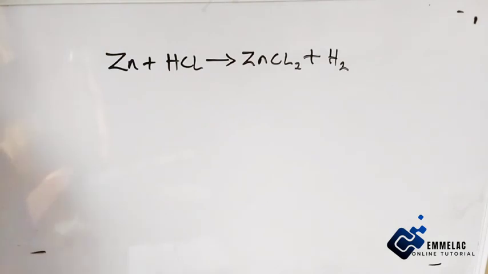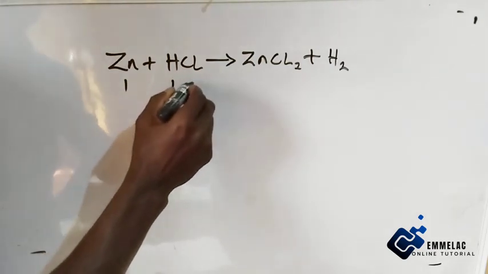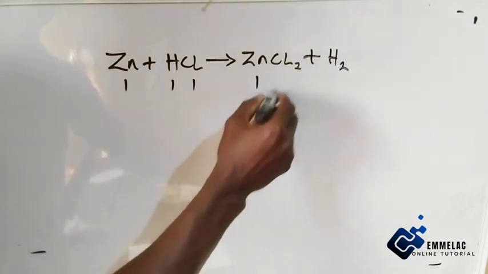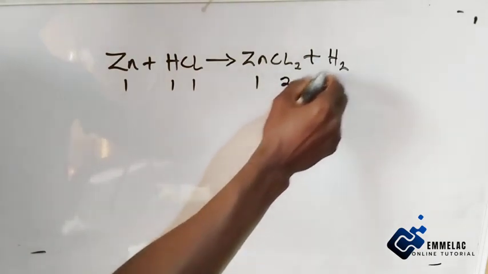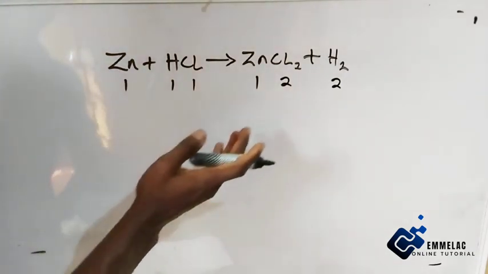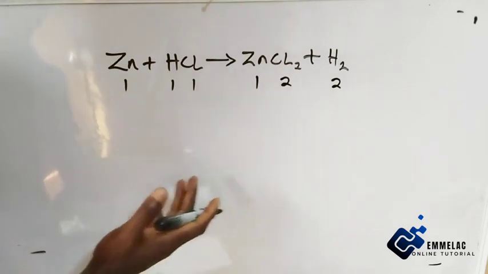All right, then let's take a look at this. Here zinc is 1, hydrogen is 1, chlorine is 1. Here zinc is 1. Chlorine here is 2, and hydrogen here is 2. Now we can see from the left hand side and the right hand side that there are some elements that are yet to be balanced.